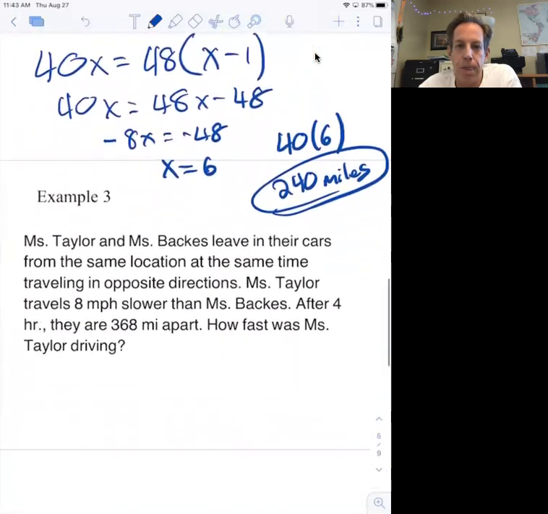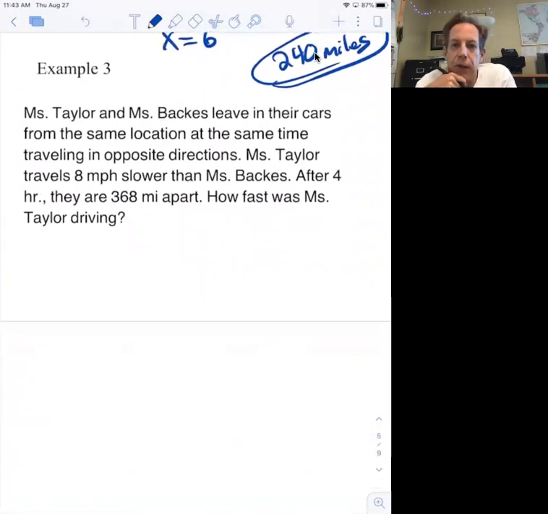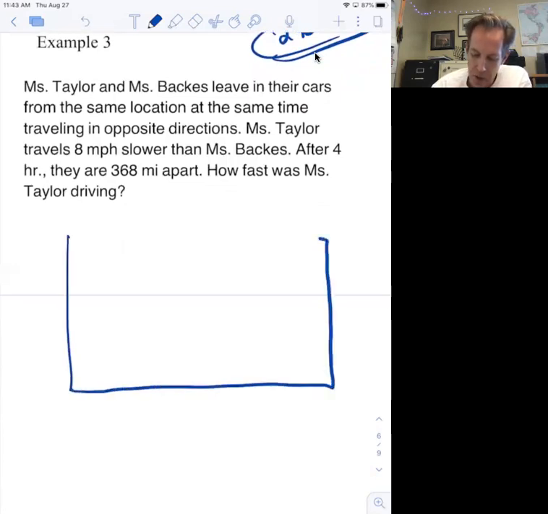All right, for number 3, it says Miss Taylor and Miss Backus are leaving in their cars from the same location at the same time, traveling in opposite directions. Miss Taylor travels 8 miles per hour slower than Miss Backus. After 4 hours, they are 368 miles apart. How fast was Miss Taylor driving? Okay, so I would encourage you to pause this at the point that you want and try to do as much as you can on your own. And then see what I got.